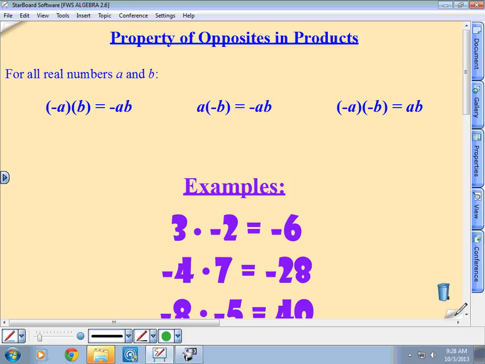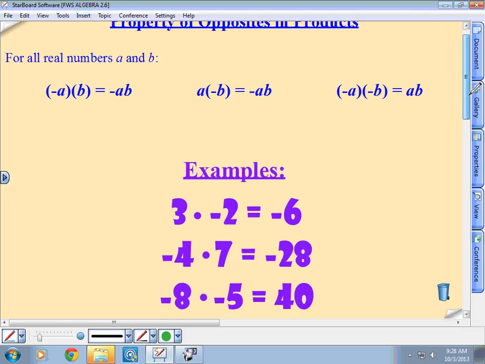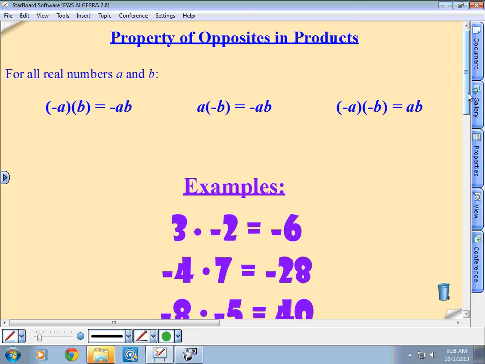Okay. The property of opposites in products. So when I multiply two numbers, that's what a product is, right? Just a review, when we multiply two numbers, the answer is their product, okay? So for any real numbers A and B, when I multiply two numbers and they have opposite signs, I'm going to multiply the numbers and use the negative sign.